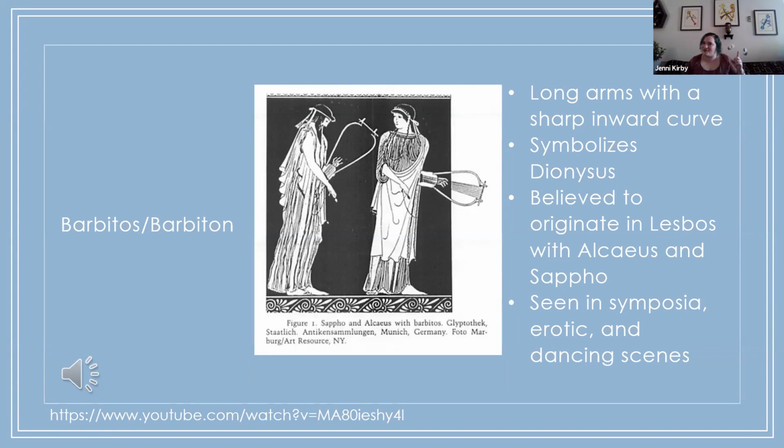It's believed to have originated in Lesbos with Sappho and Alcaeus, and that is a picture of them right there. And it's often seen in symposiums, usually in erotic settings or dancing kind of scenes. So here is a reconstruction of the barbitose.